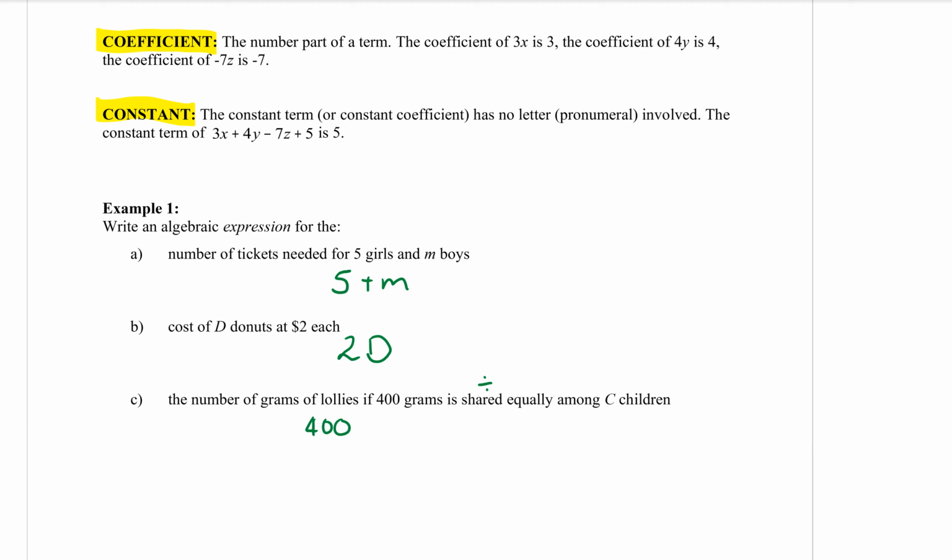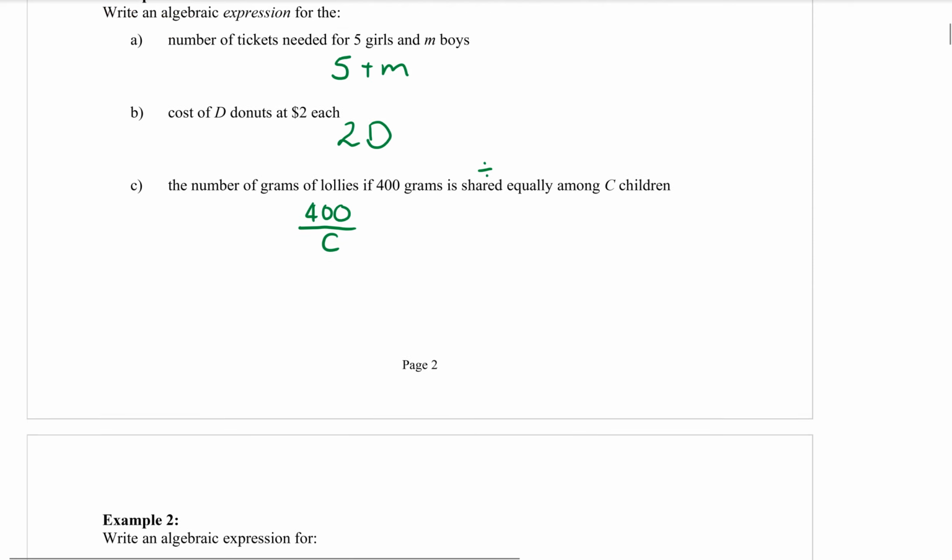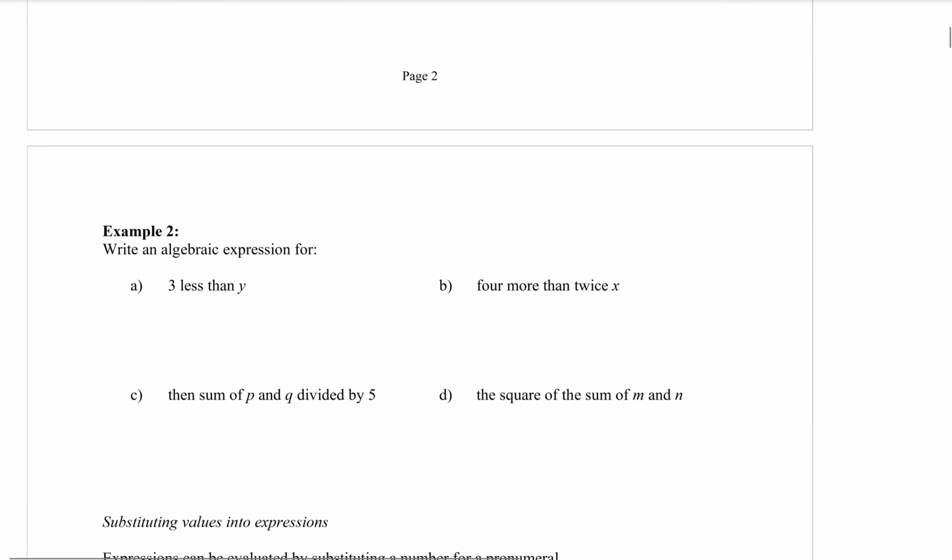Instead, we prefer to write them as fractions because a fraction means divide. So 400 over C would be doing 400 sharing it or dividing it by C people. Makes sense so far? Good. All right, question 2 on the next page.